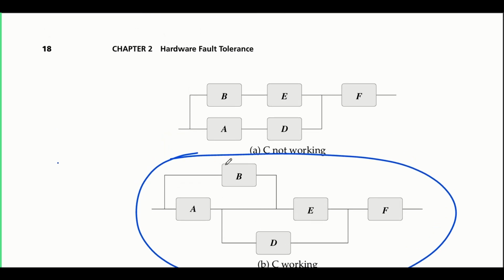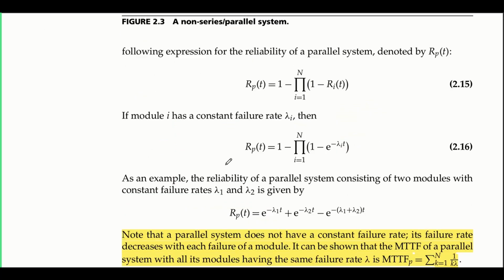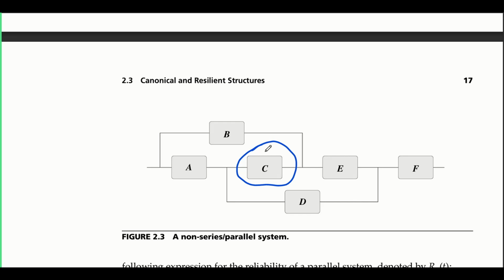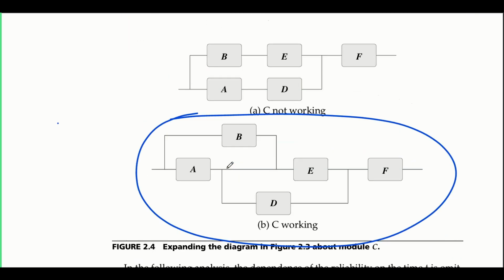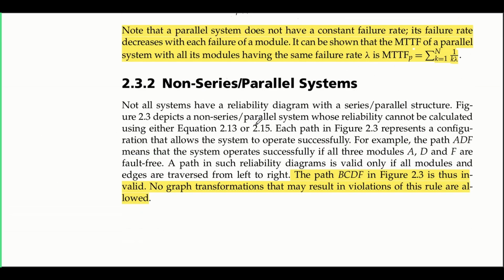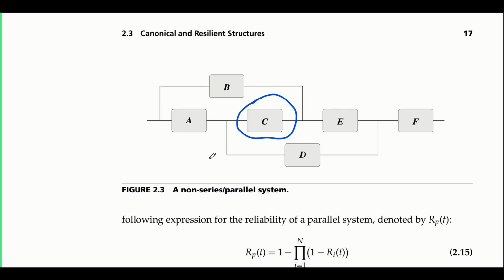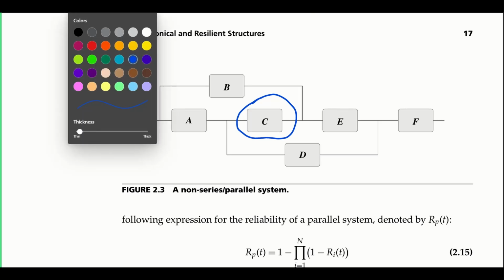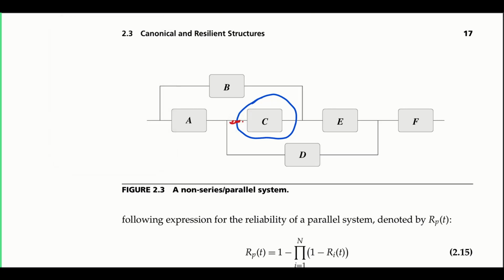Now, once you do that, you have to consider two scenarios. If you are taking the reliability about C, one scenario is C working, and the other scenario is when C is not working. When C is working, this block here will be represented by just a short circuit, which means it's like a constant 1. When C is not working, it will be represented by an open circuit.